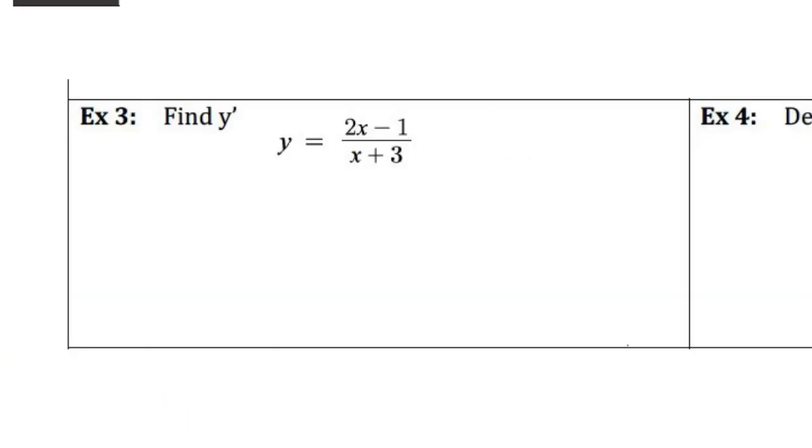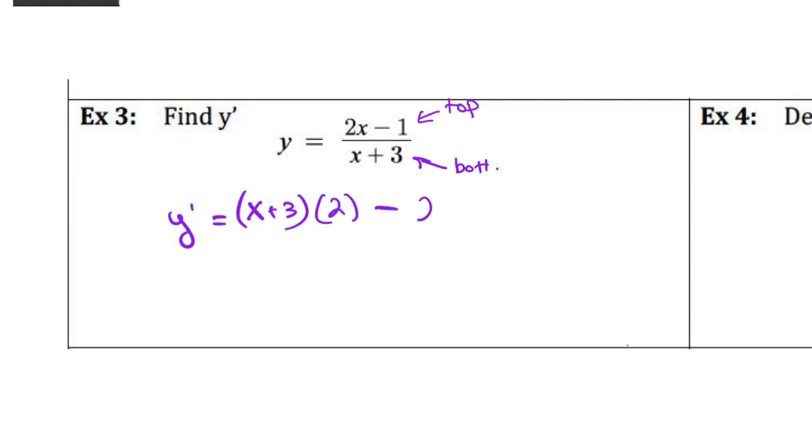And now let us apply the quotient rule. We're going to let 2x minus 1 be considered the top of the function, and x plus 3 is going to be considered the bottom of the function. So y prime equals the bottom times the derivative of the top minus the top times the derivative of the bottom over the bottom term squared.